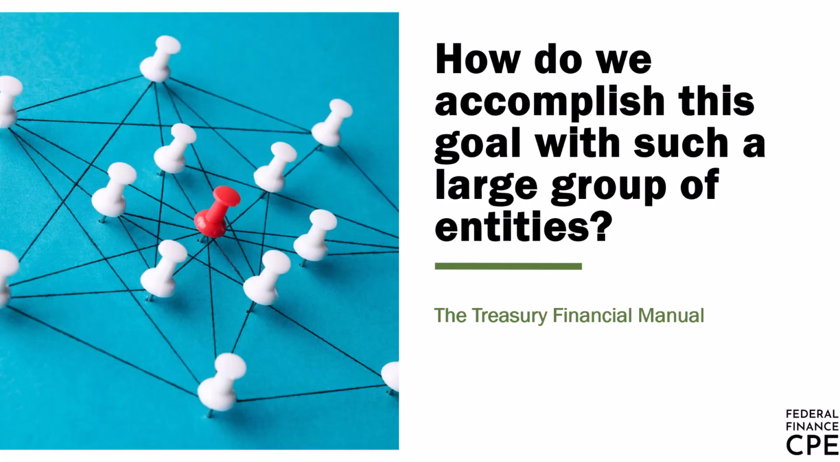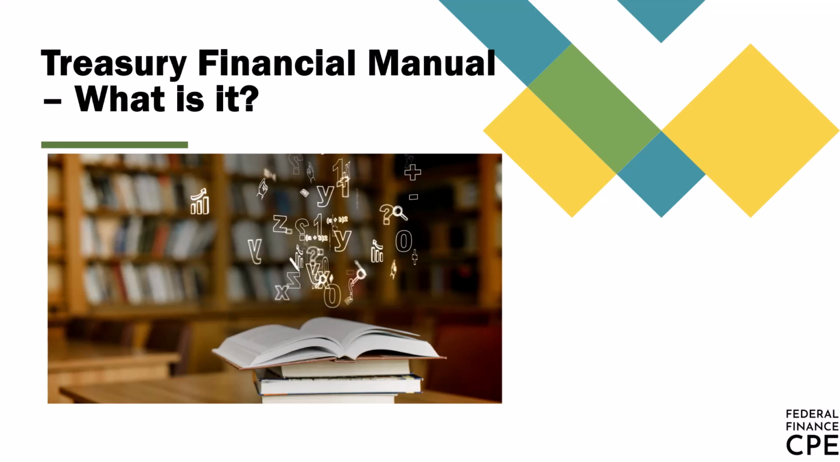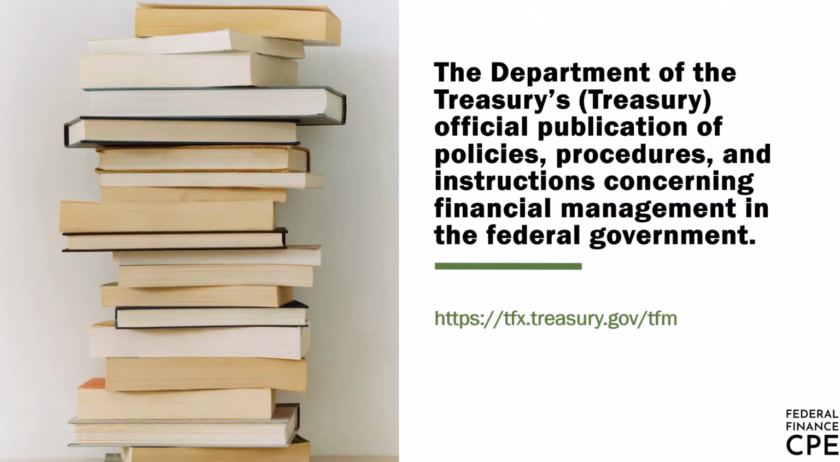Well, lucky for us, what we have to help us is the Treasury Financial Manual. Now, you might ask, what is the Treasury Financial Manual? It is the Department of Treasury's official publication of policies, procedures, and instructions concerning financial management in the federal government. Now, you'll see on the slide, there's a link to the website, https://tfx.treasury.gov/TFM. I would bookmark that for future reference if I were you.